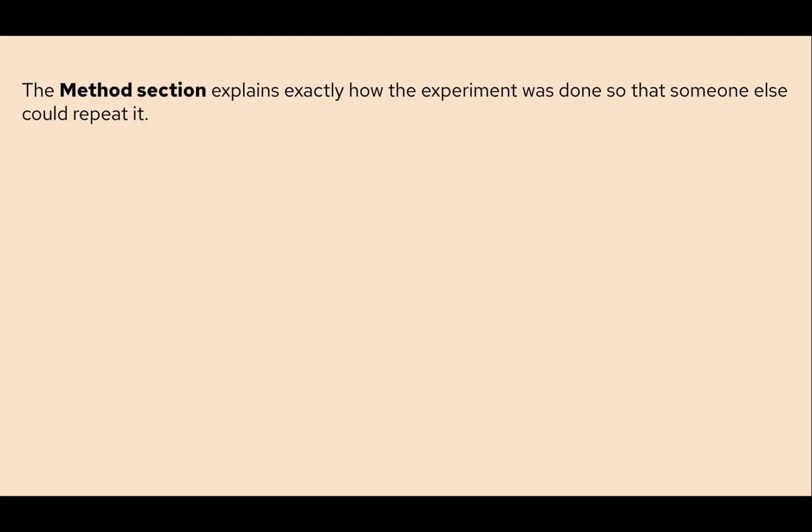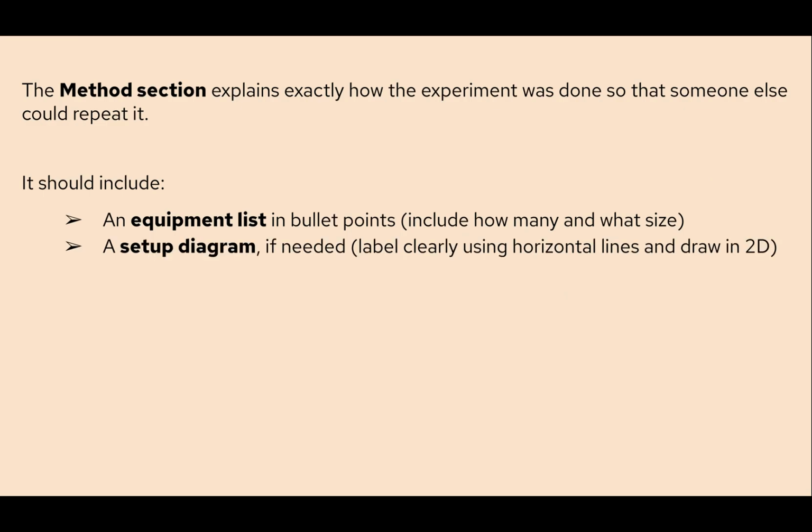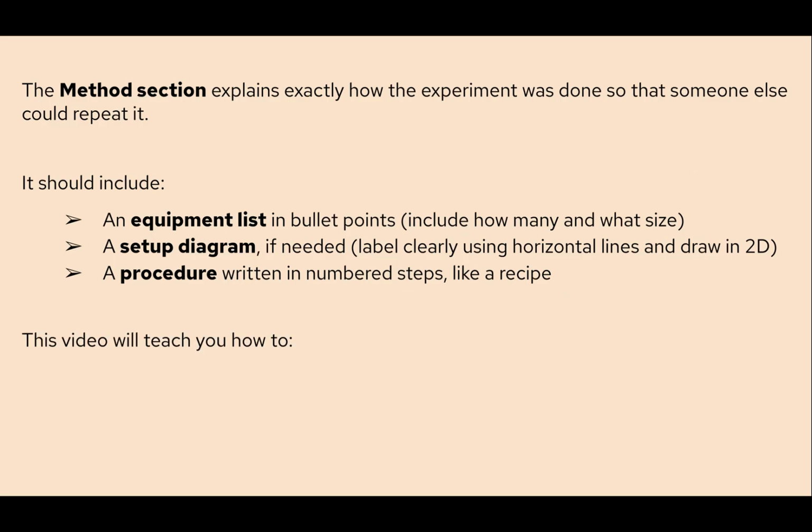This video is the next section called the method section, and it will explain exactly how the experiment was done so that someone else can repeat it. It should include the following: an equipment list, which is bulleted and tells you how many things you need and what size. The setup diagram, if needed, has to be labeled clearly, using horizontal lines, and it's going to be two-dimensional. And lastly is a procedure, written in numbered steps, and it's going to sound like a recipe.